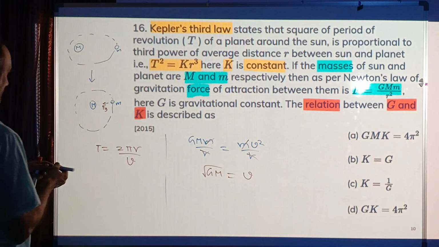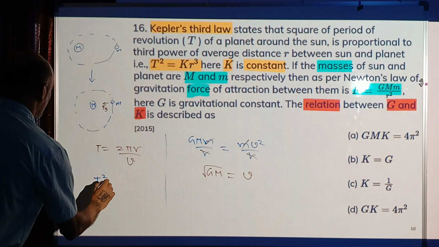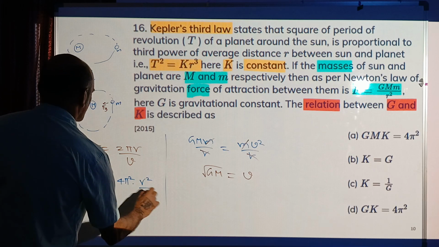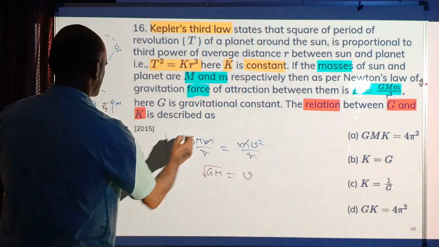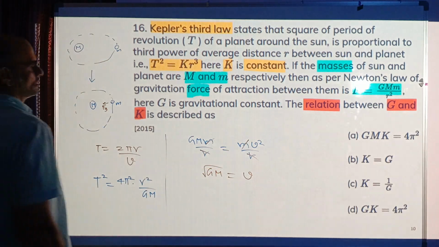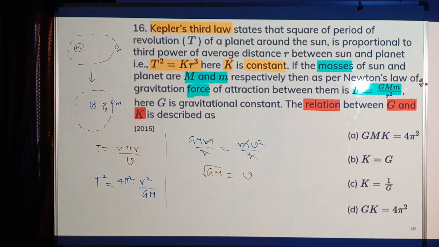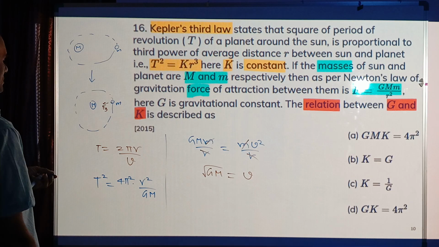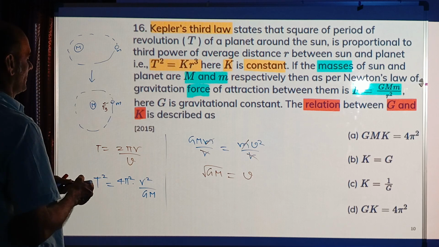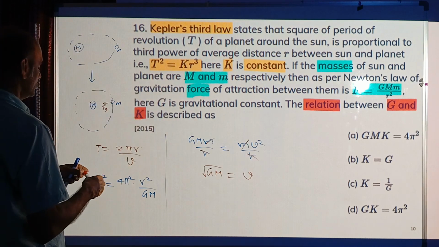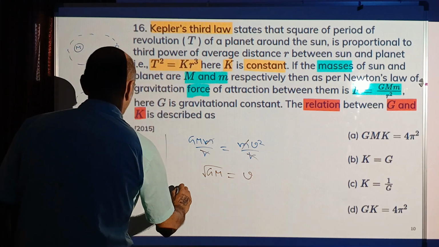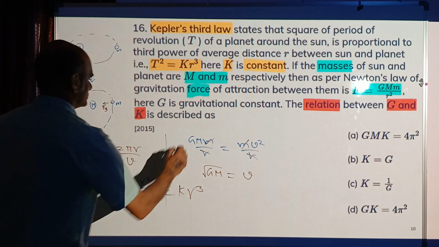Actually, I need v square. So if I square T on both sides, I'll get T square as 4 pi square r square by v square. V square is nothing but GM from here. So this is T square, and this is equal to, according to Kepler's law, k into r cube.